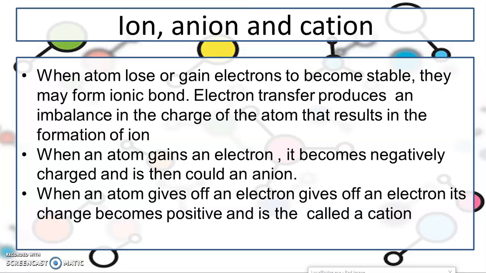Now, when an atom loses or gains electrons, it becomes stable when we form ionic bonds. Electron transfer produces an imbalance in the charge of an atom that results in the formation of an ion. When an atom gains an electron, it becomes negatively charged and is then called an anion. When an atom gives up an electron, it becomes positively charged. That is called a cation.